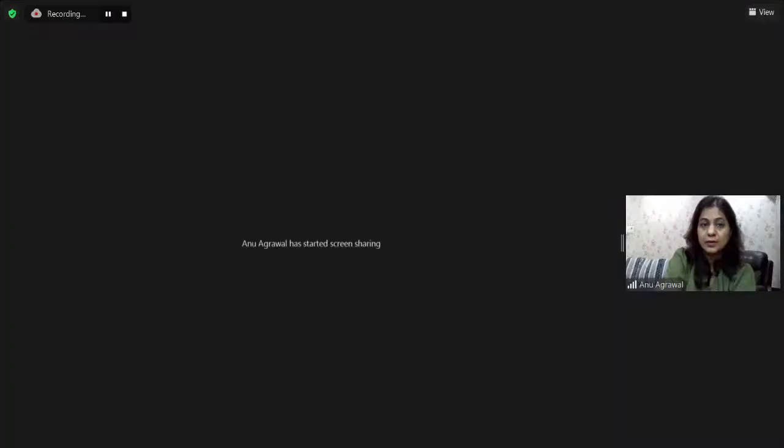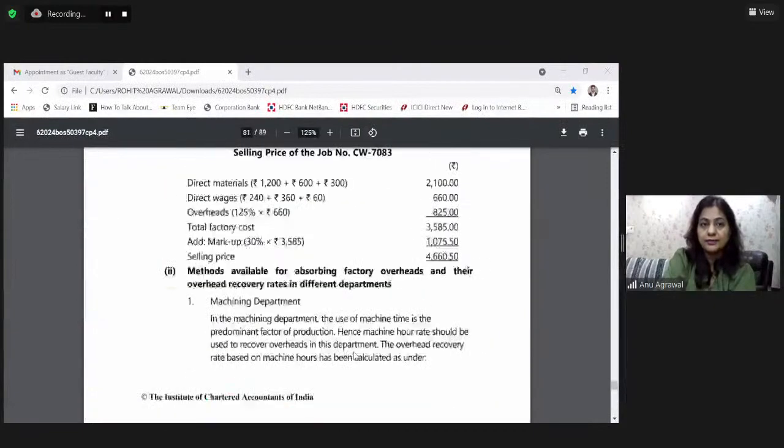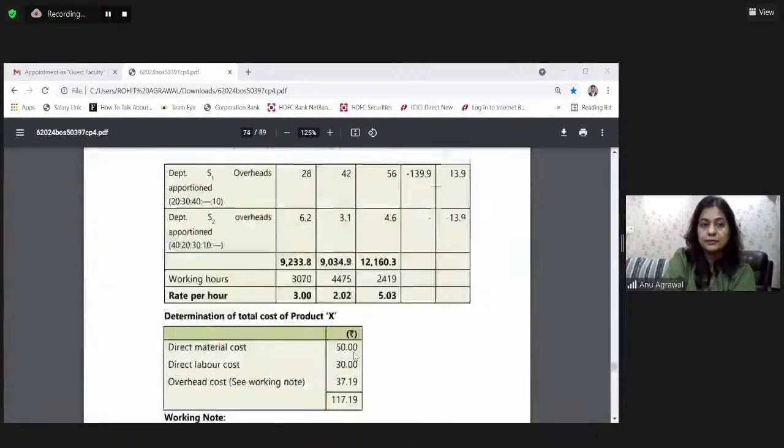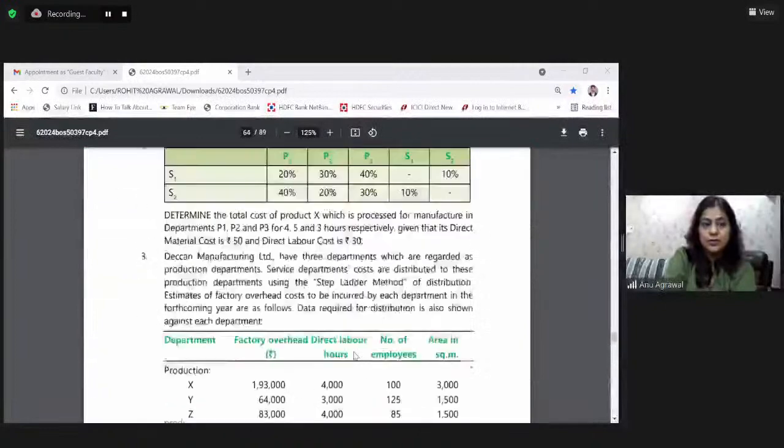Dear ma'am, in illustration 10, your explanation for finding profit or loss. In illustration 10. Let me look into illustration 10. Okay, illustration 10. What is illustration 10?